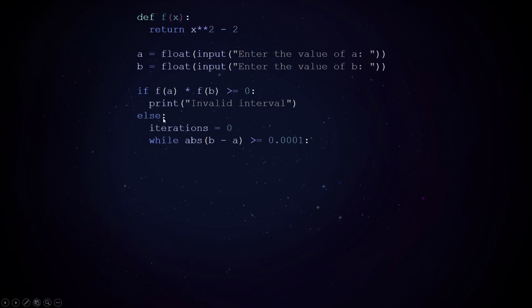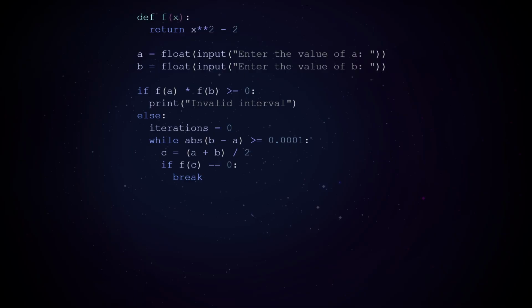And this is the main loop. I am giving an iteration counter, to count how many times you iterate, while abs(b minus a) is greater than or equal to 0.0001, which is a tolerance level. Then we find the mid value c, and we also check f(c), whether the mid value is equal to 0 or very close to 0. If it is, then break.